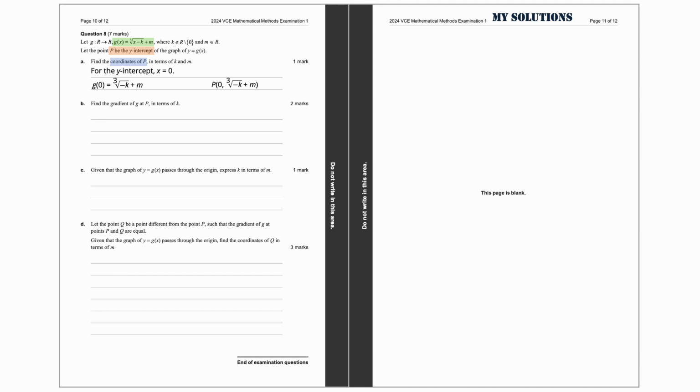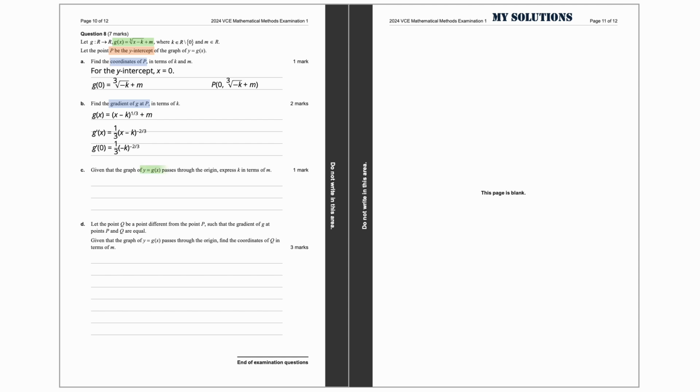Part B. Find the gradient of g at P in terms of k. We are going to write the cube root of x minus k as x minus k to the power of a third. We differentiate g of x and then we calculate g dash of 0, and that is a third times negative k to the power of negative 2 over 3.